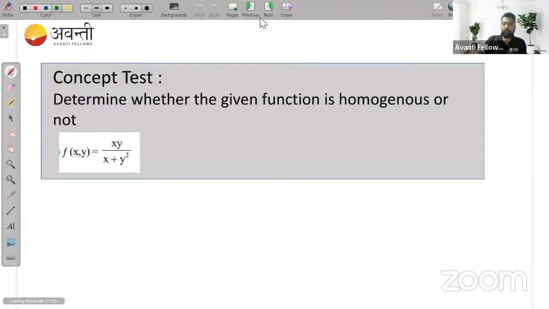Let's check whether the given function is a homogeneous function or not. Tell me.